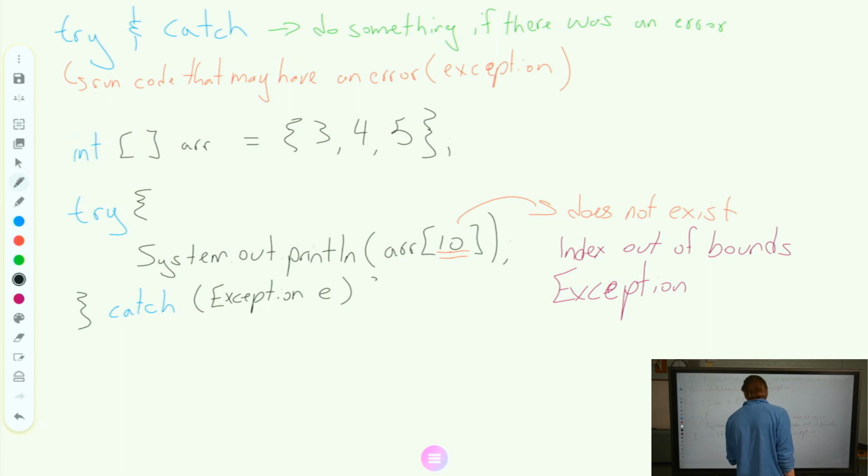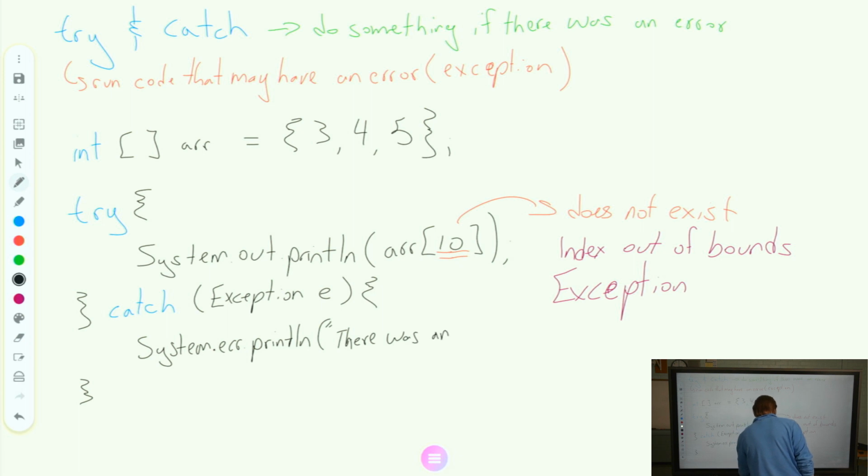And then we have another set of curly braces. And inside this other set of curly braces, we're going to put what happens if there's an error. So I might do something like this. I might do a system.err.println. This is something new we've never seen before either. And then I might say there was an error.